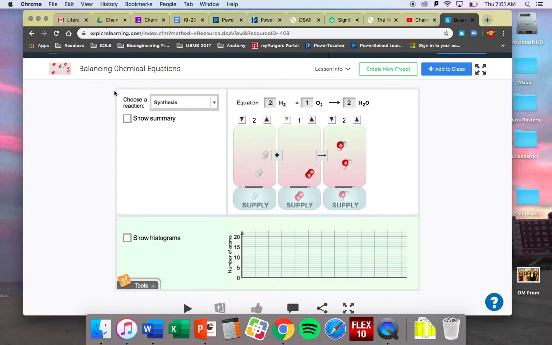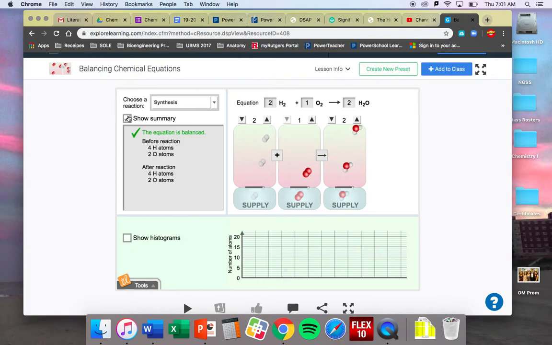So the GIZMO is going to allow me to check my work. I could click Show Summary, and it tells me the equation is balanced. On the reactant side, aka before the reaction, there's 4 hydrogen atoms and 2 oxygen atoms. After the reaction, aka the product side, there's 4 hydrogen atoms and 2 oxygen atoms. Balance, balance, law of conservation of mass and law of conservation of matter are satisfied.